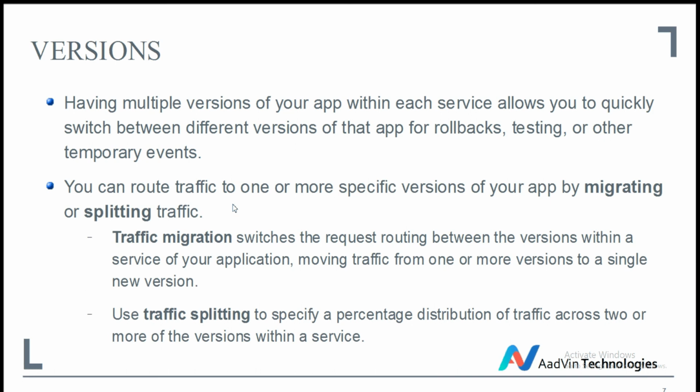Then use traffic splitting to specify a percentage distribution of traffic across two or more of the versions within a service. So using traffic splitting, we can split the traffic between the versions of a service. So we can pass 50% to a version inside a service, 50% to another version that is running inside the service. Like that, we can split the traffic using traffic splitting settings.